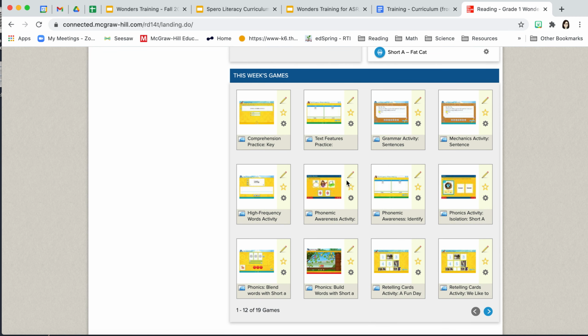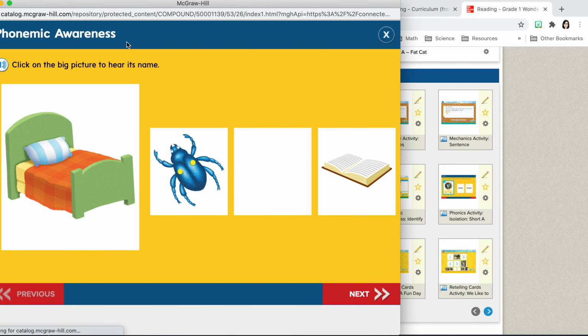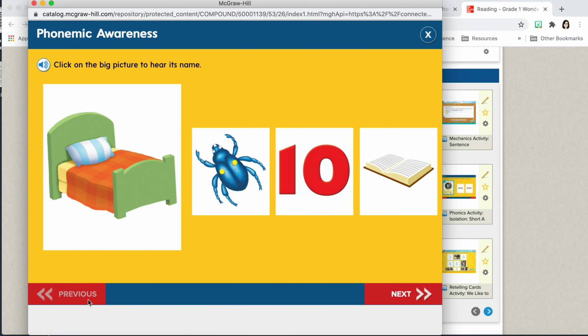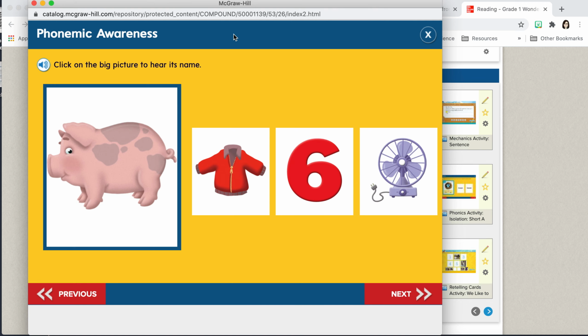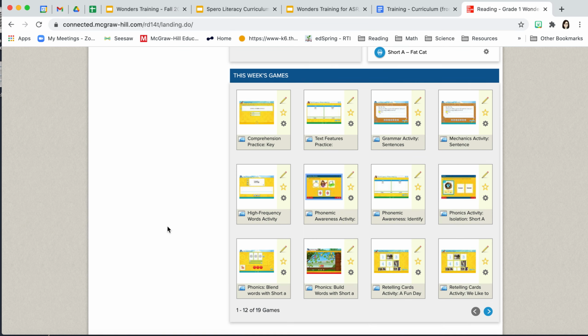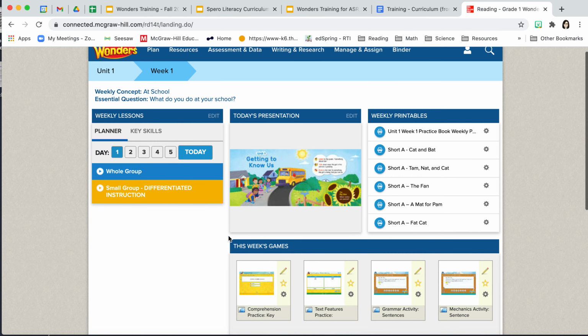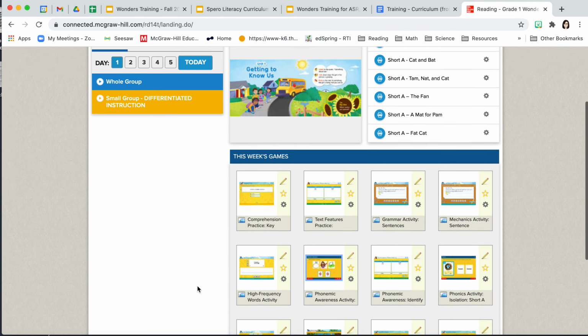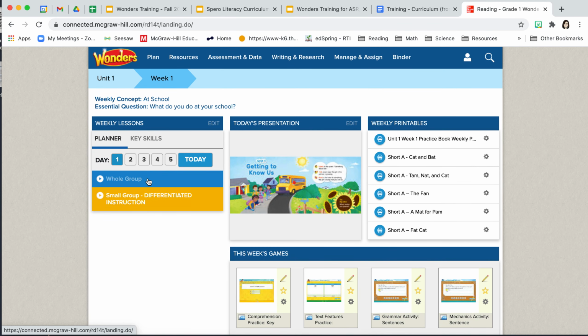Otherwise, if you are not assigning things to your students, you could also just open it up and do it during a Zoom session, or you could just take a screenshot and turn it into an activity on Seesaw or something like that. So those are the games. We've also got a couple of little areas: whole group instruction and then small group differentiated instruction.